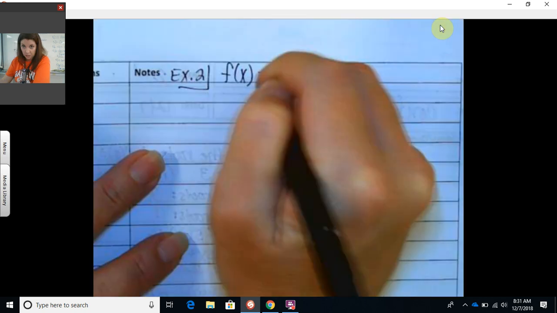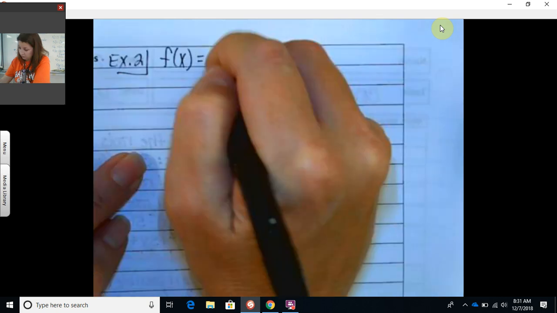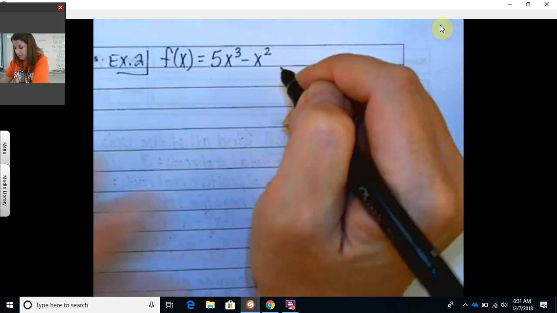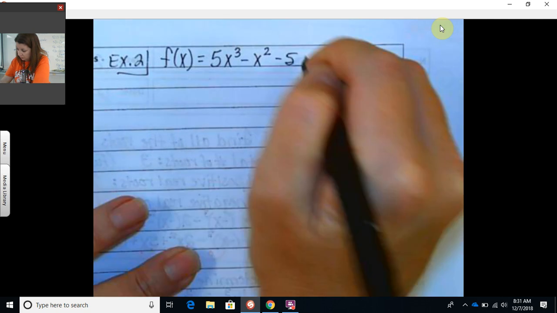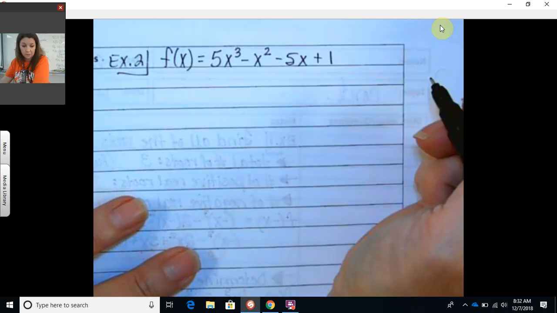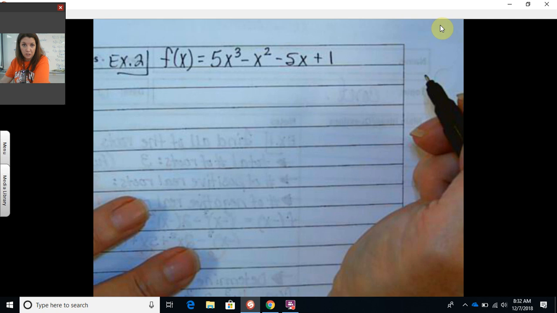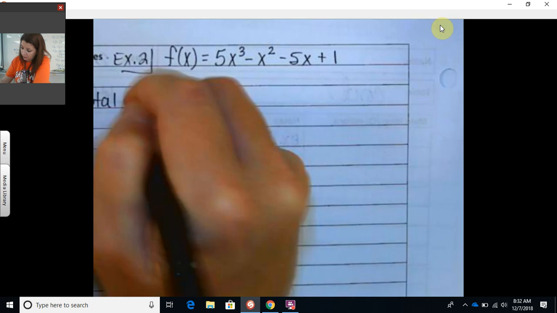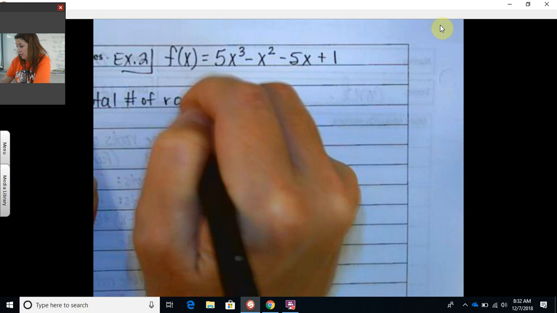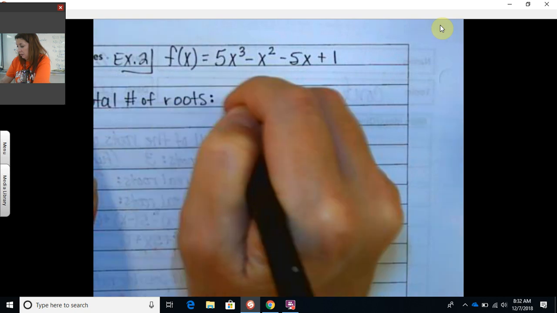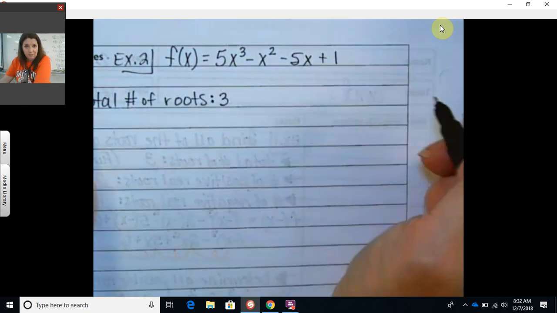We have f of x equals 5x cubed minus x squared minus 5x plus 1. 5x cubed minus x squared minus 5x plus 1. How many total number of roots are we going to have? 3. What theorem told us that? Fundamental theorem of algebra. That's right.